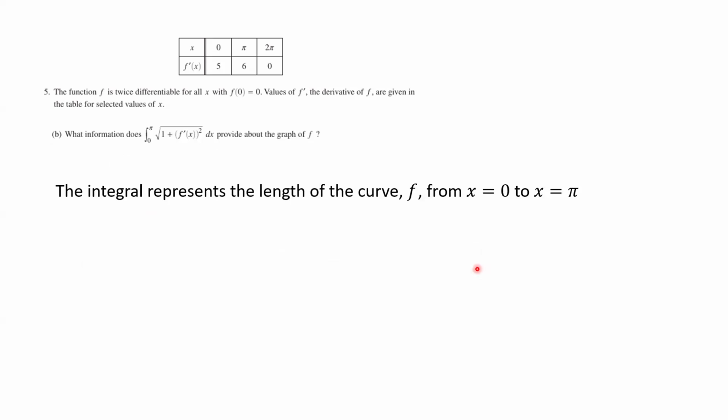For what information does the integral from 0 to pi of the square root of 1 plus f prime of x squared dx provide about the graph of f? This should look familiar. This is the arc length. So the integral represents the length of the curve f from x equals 0 to x equals pi. And you're done.